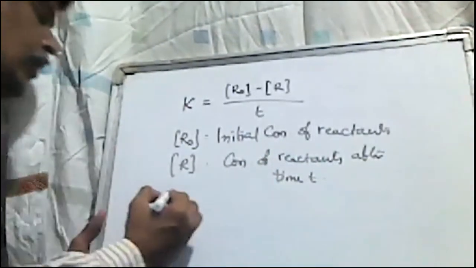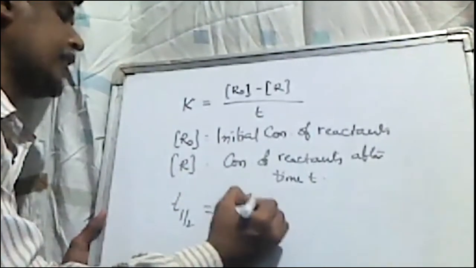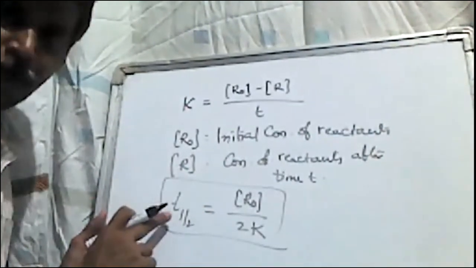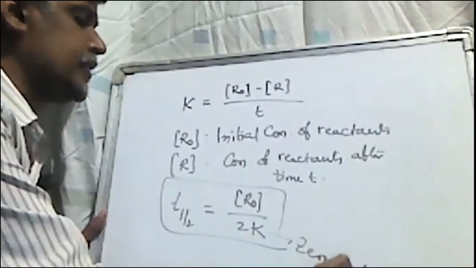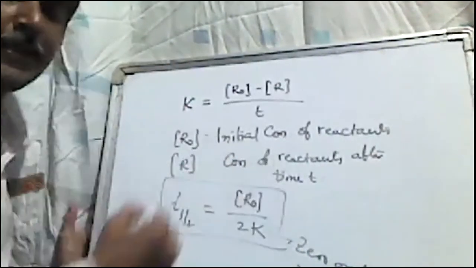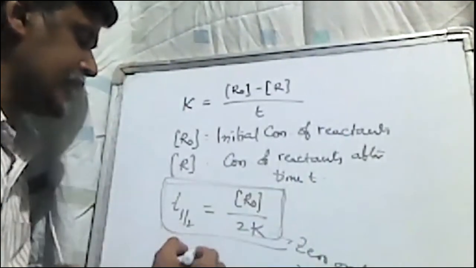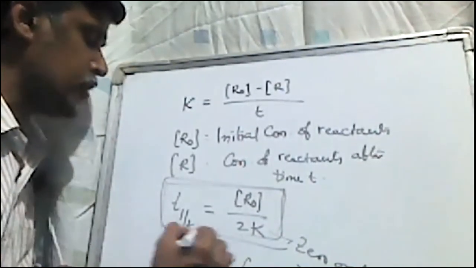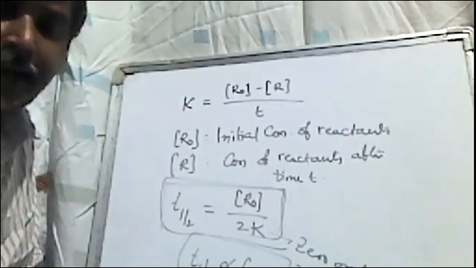Then we derived an expression for the half-life of a zero-order reaction: t1/2 = R0 by 2K, where t1/2 is the half-life of a zero-order reaction, K is the zero-order rate constant, and R0 is the initial concentration of reactants. So from this expression, we can say that the half-life of a zero-order reaction is directly proportional to the initial concentration of reactants.